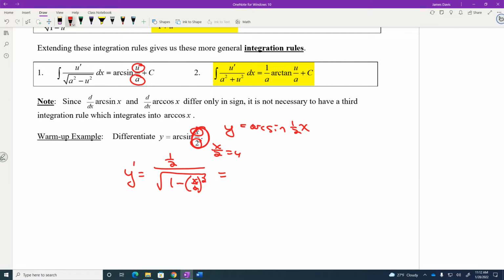This 1/2 on the top would actually be the same as putting 2 on the bottom, because if you were to keep, change, flip, you keep the top, you flip and multiply. So it's actually the same as putting 2 on the bottom. And then this becomes the square root of 1 minus, and then when you square this, you square the x, which is x squared, and you square the 2, which is 4, so you write it as 1/4 x squared.